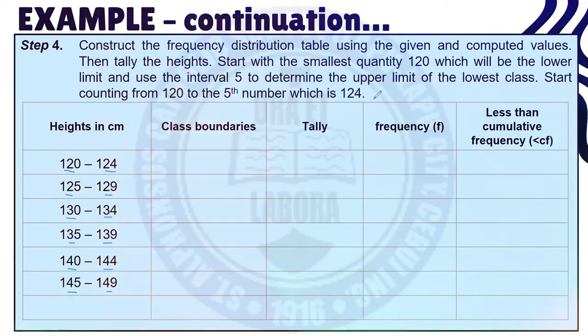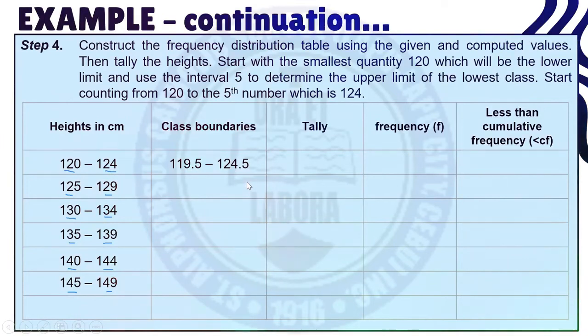For the class boundaries, we will be using the lower limit 120 and subtract 0.05. Then for the upper boundary, we will be using 124, then add 0.05. So we have here 119.5 to 124.5.